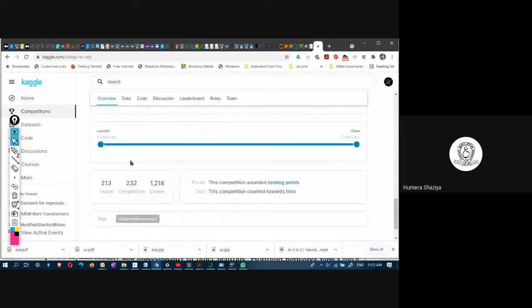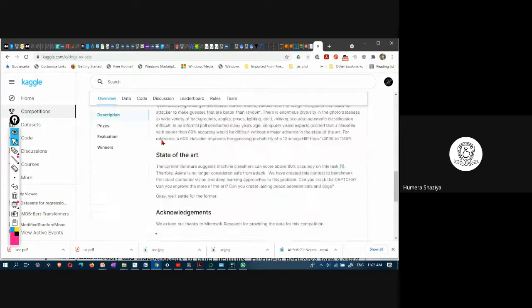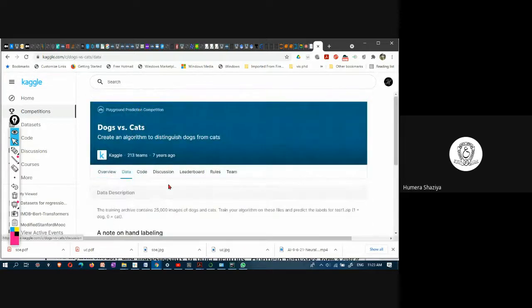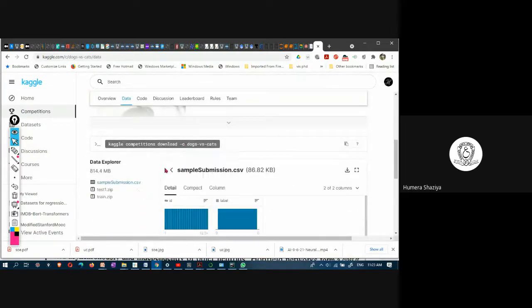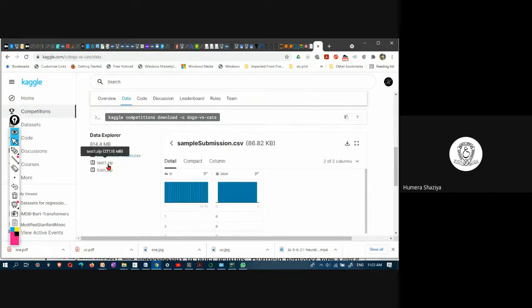For that, one data set is released. This data set has training and testing images.